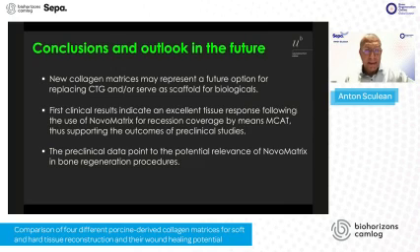The preclinical data point also to the potential relevance of NovoMatrix for bone regeneration, because you have seen that we had excellent outcomes, not only on soft tissue, but also on bone, which may suggest that this material could be used not only to augment the soft tissue, but also as a kind of membrane for guided bone regeneration. And I know that Tiziano has some wonderful material on that.